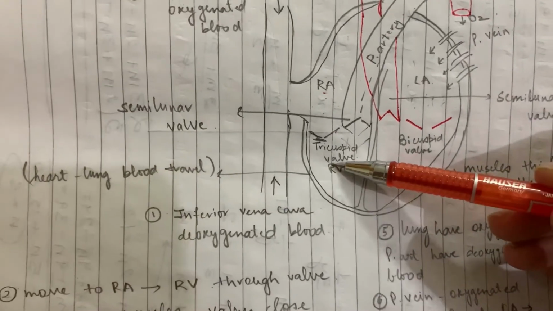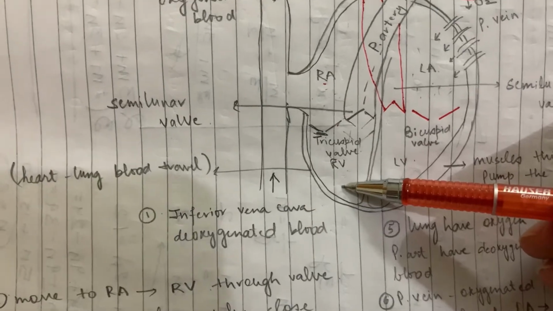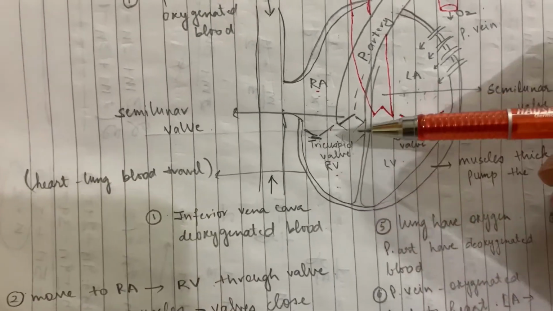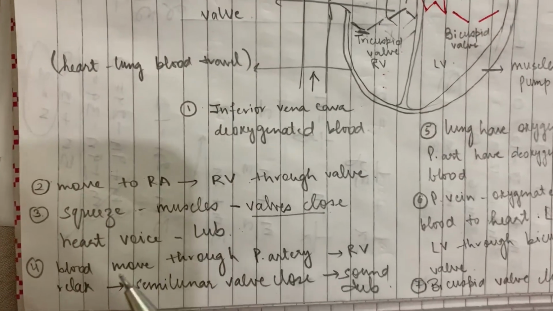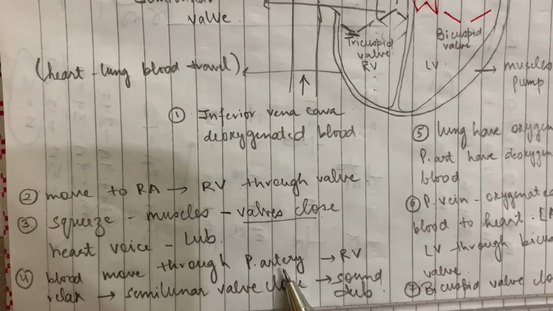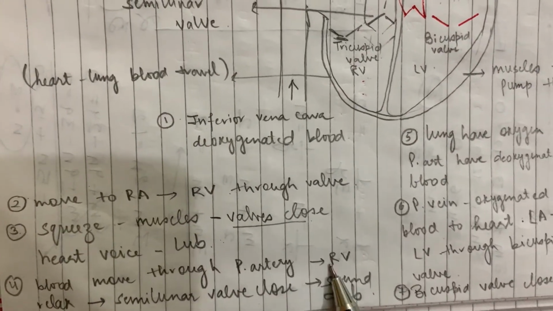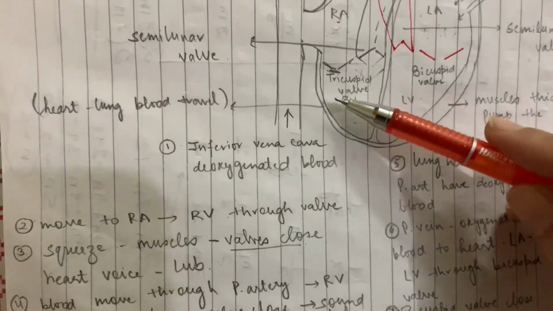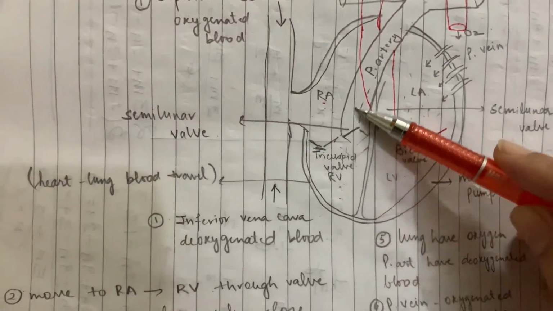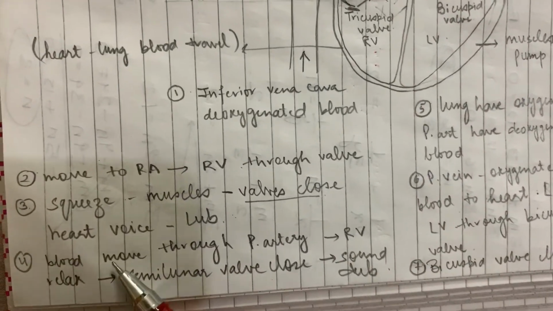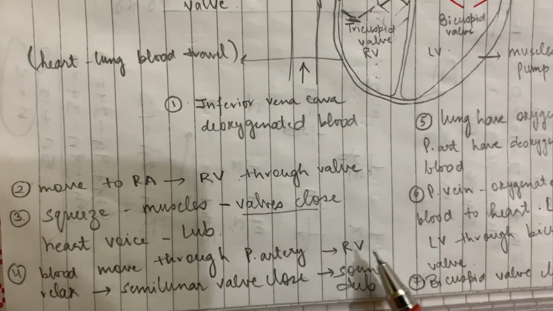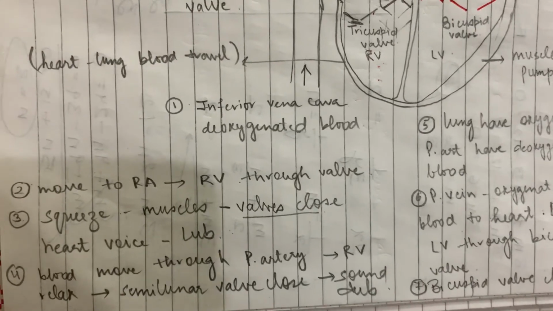Now the blood which is in the right ventricle moves through the pulmonary artery. So the next point is blood moves through the pulmonary artery from the right ventricle. So from the right ventricle it moves to the pulmonary artery, and the ventricle relaxes.